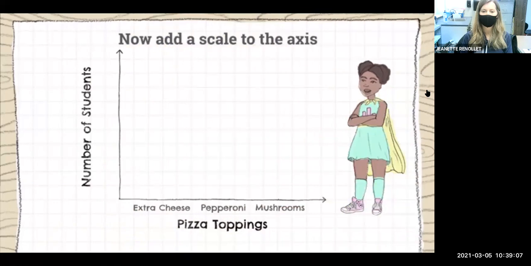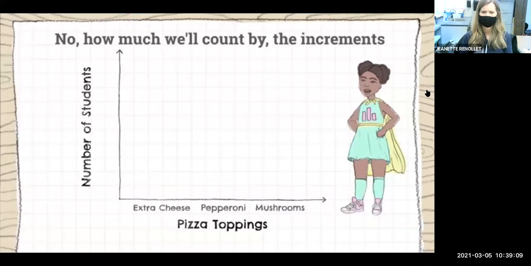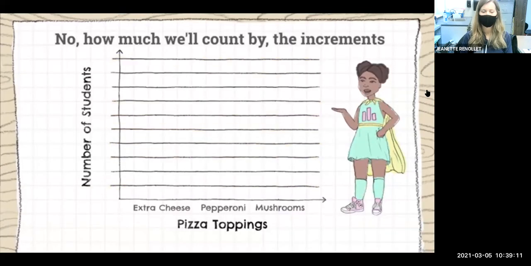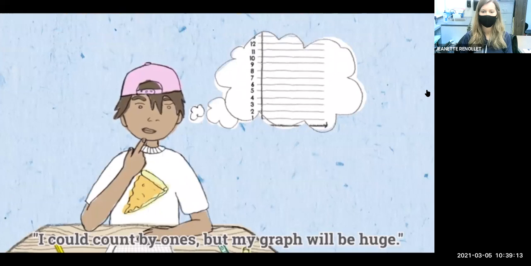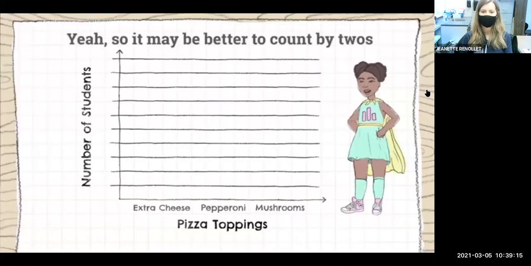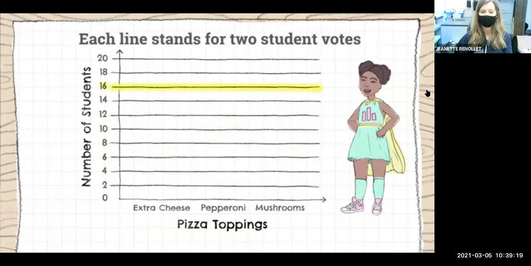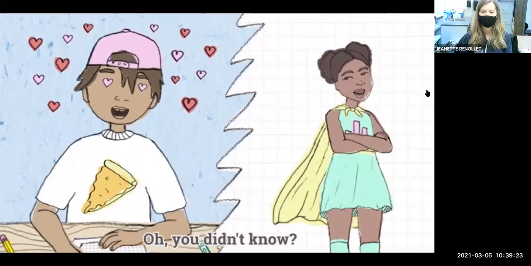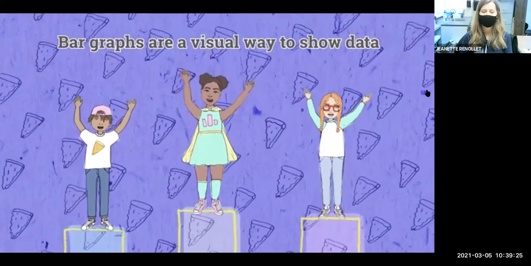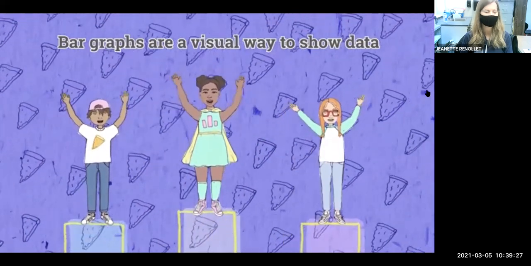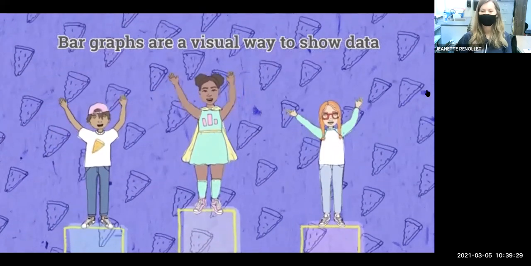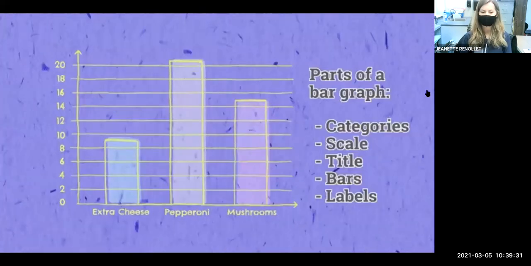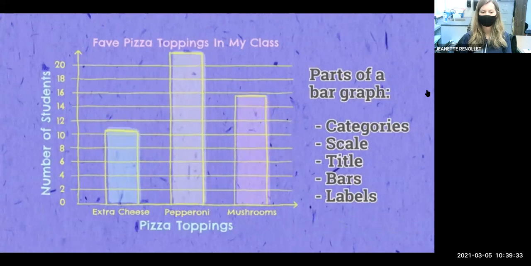Now, add a scale to the axis. Like a fish? No, how much will count by the increments. I could count by ones, but my graph will be huge. Yeah, so it may be better to count by twos. Cool. Each line stands for 2 student votes. Bar graph girl, you're the best. Oh, you didn't know? Bar graphs are a visual way to show data. Parts of a bar graph, categories, the scale, title, bars, and the labels.